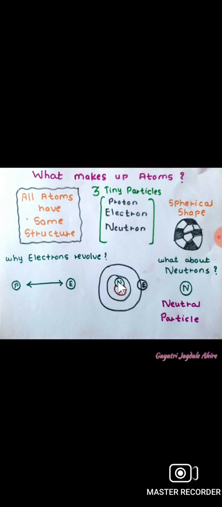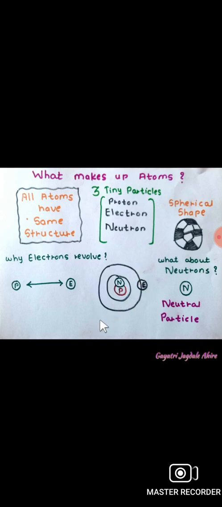Protons and neutrons live in the nucleus, while electrons revolve around the nucleus, just like the Earth revolves around the sun. So students, we know that the Earth revolves around the sun. In that way only, these electrons are revolving around the nucleus.